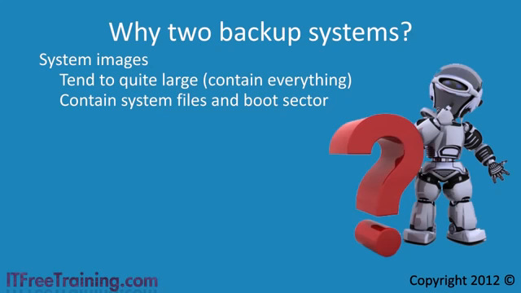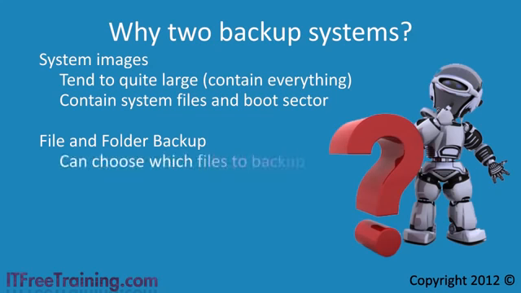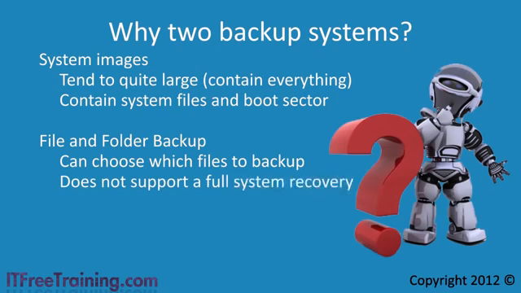The file and folder backup, unlike the system image backup, allows you to choose which files and folders to back up. You could choose to back up the system and program files in this backup. However, this backup does not support a full Windows 7 recovery. If your hard disk were to crash, you would only be able to recover individual files, not the complete system.